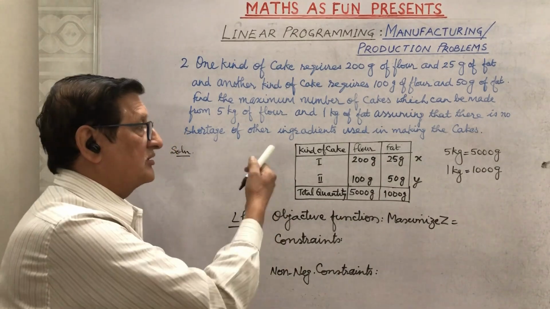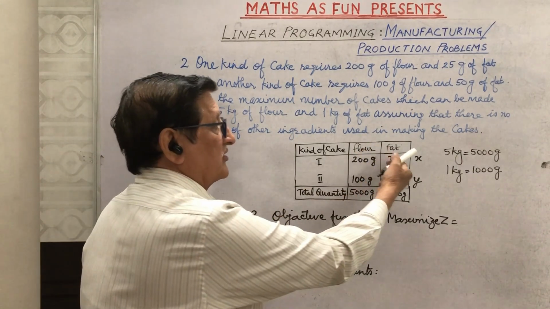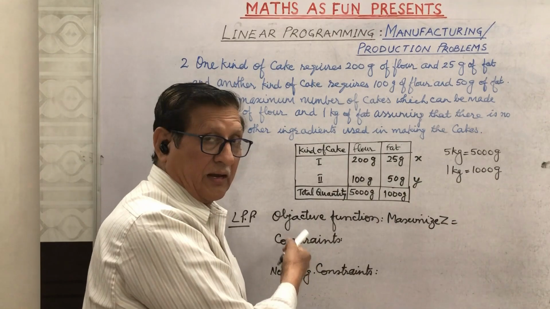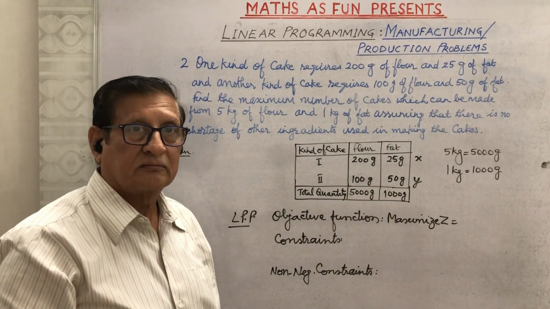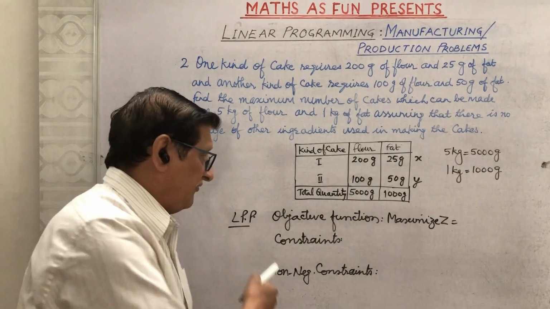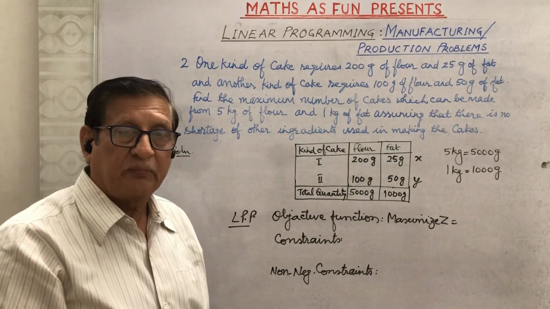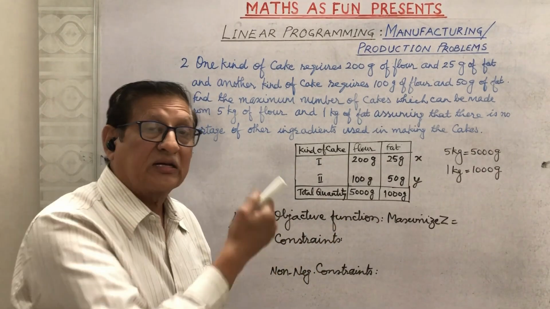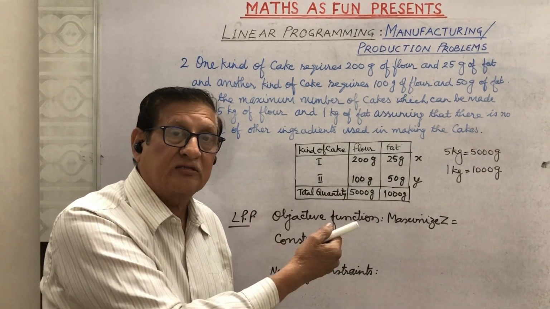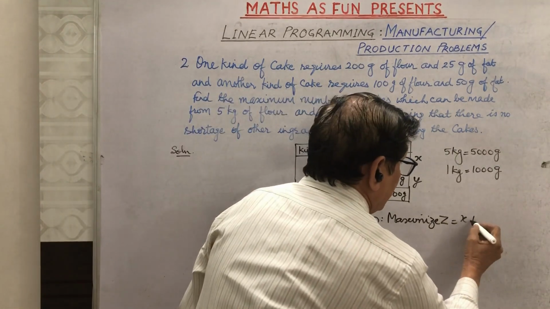So we consider the number of cakes of first kind x and that of second kind y. And then we form the LPP, objective function. What is that? Maximize Z, that is the number of cakes. It means that will be x plus y.